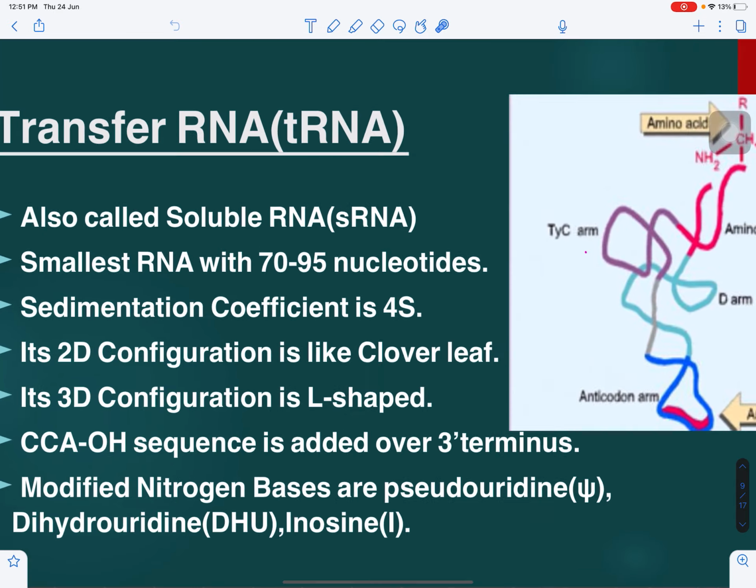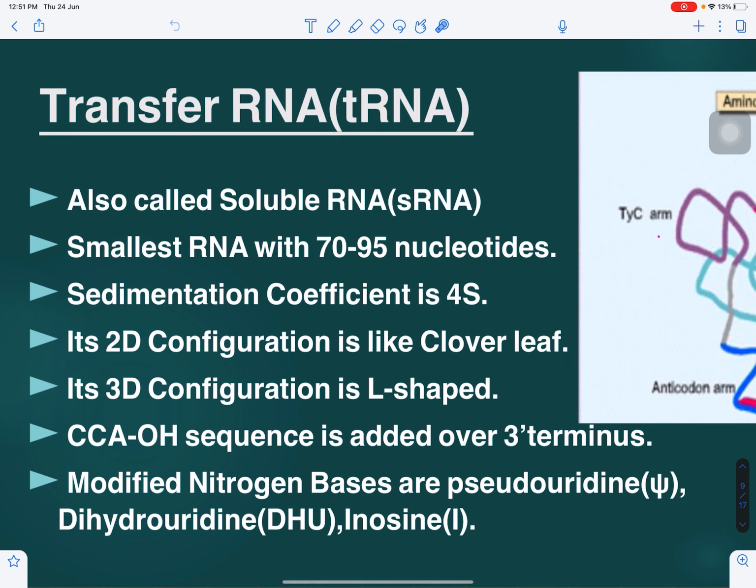Now, next is the third type of RNA. This is called transfer RNA. This is also called soluble RNA. This is the smallest RNA, with only 70 to 95 nucleotides, and its sedimentation coefficient is 4S. To explain the structure of transfer RNA, there are two models. One is the clover leaf model, second is the L-shaped model. This is a two-dimensional model and this is a three-dimensional model.